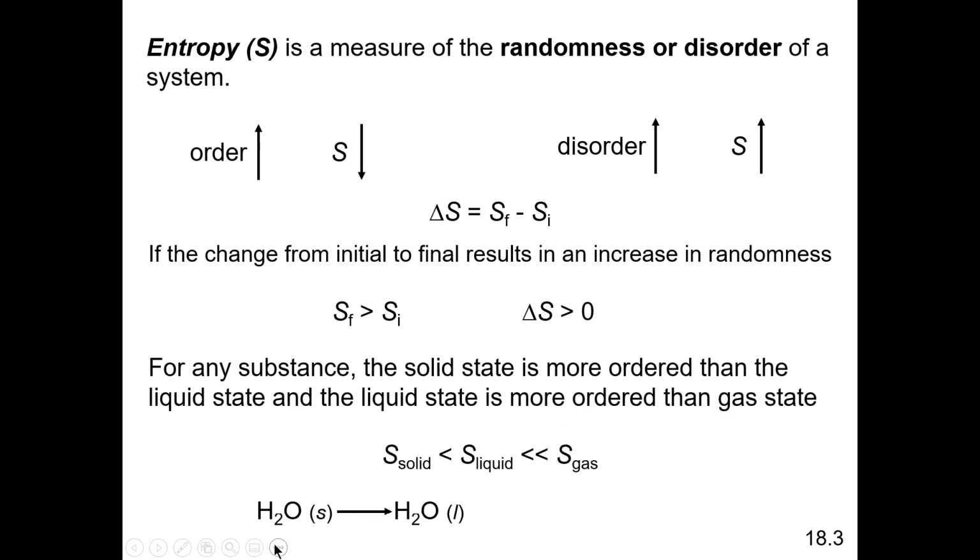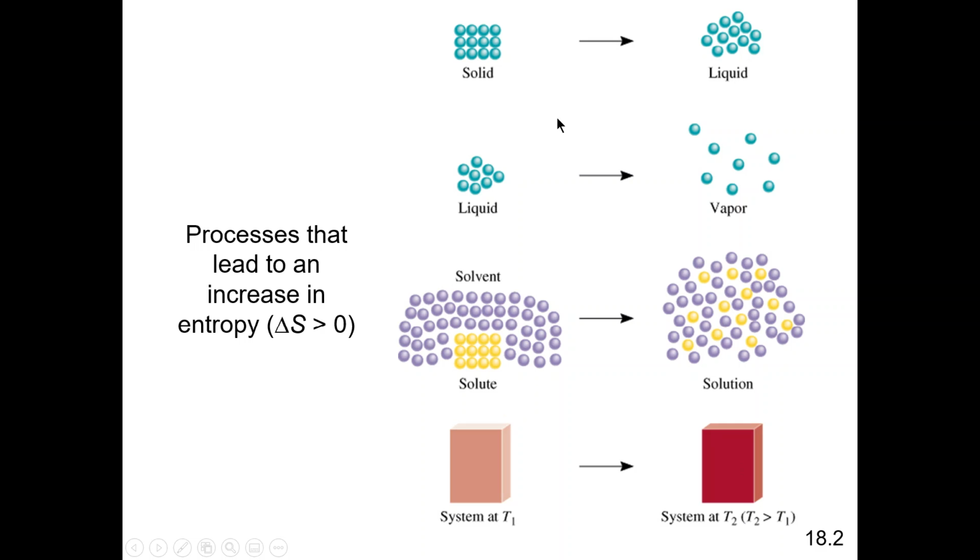So if you look at the transition of H2O solid to liquid, in other words, melting, then of course delta S will be positive, because the water in the liquid state would be more disordered compared to ice, or H2O in the solid state. So therefore delta S would be positive for this process. These are some examples of situations where delta S would increase. Going from solid to liquid or liquid to vapor, obviously, you're going from a more ordered system to a more disordered system.